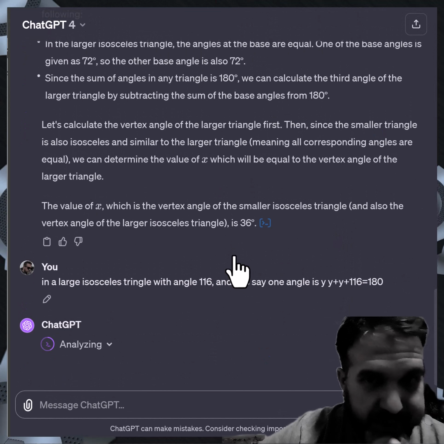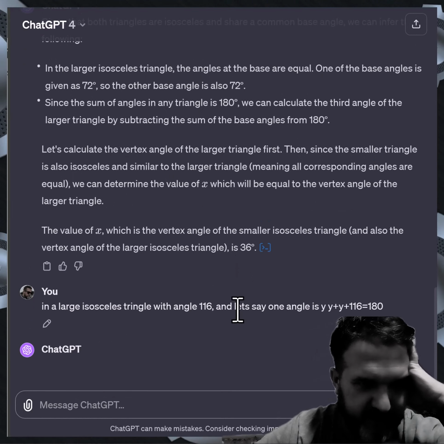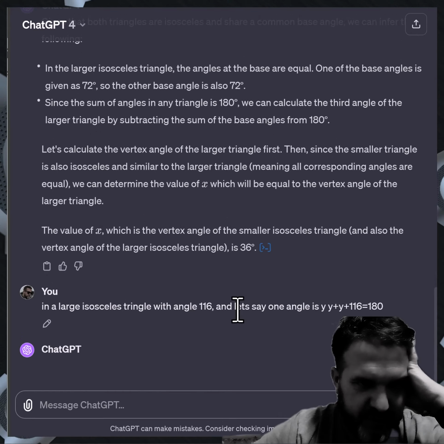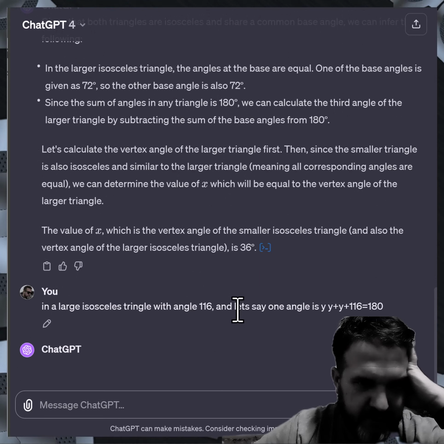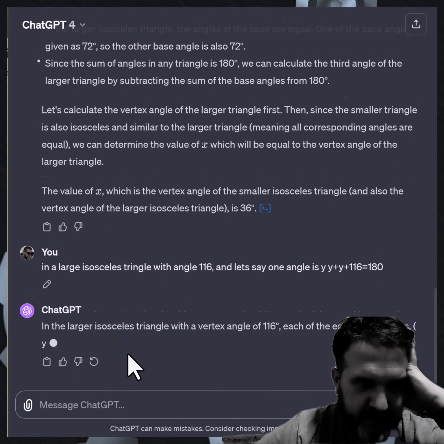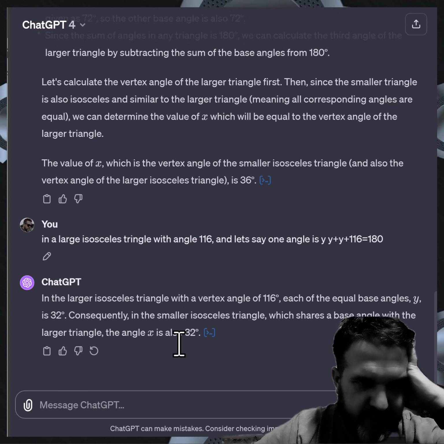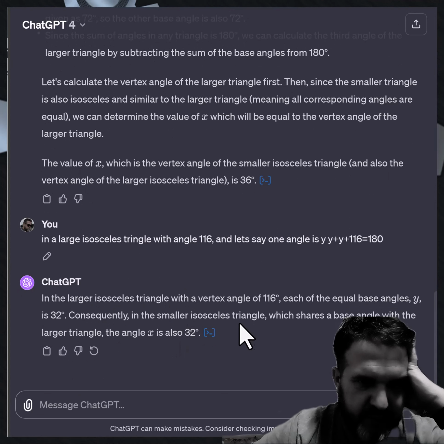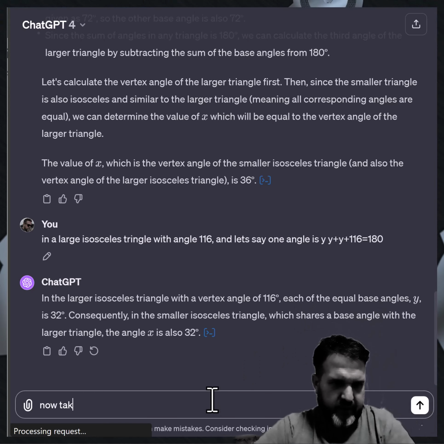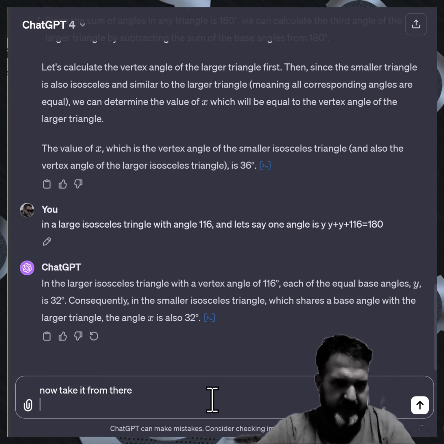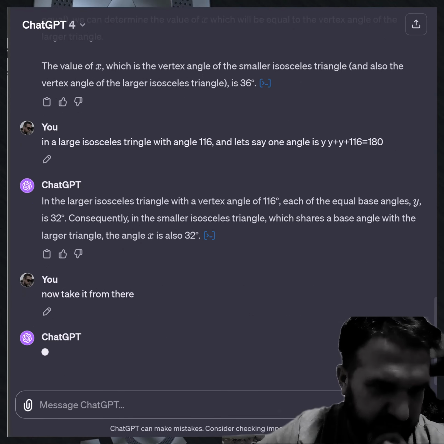Okay, well, I think it's pretty much a given that it's failed this test, but let's see if it can catch up. I'll give it a last try. In a large isosceles triangle, each of equals, okay. A small isosceles triangle, which, okay, 32. Okay, good. Now, take it from there. Can it solve it? What took me like 20 seconds.